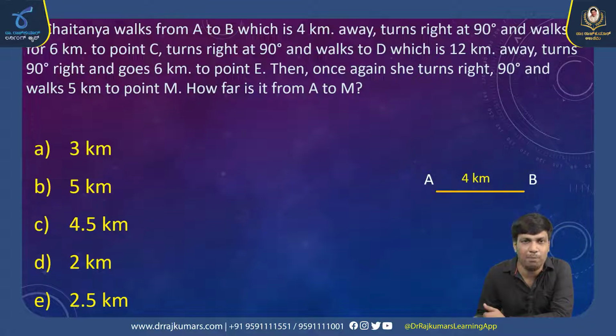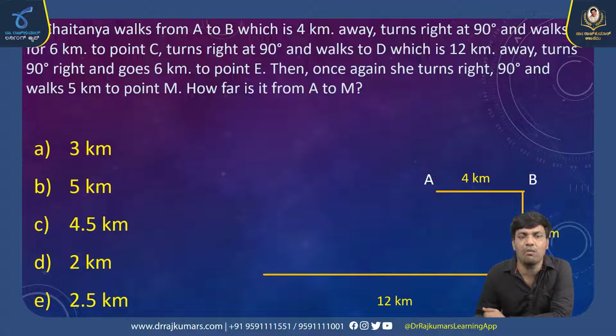Chaitanya started his walk from point A and he reached point B, which is 4 kilometers away. On reaching point B, he turned right at 90 degree and walked 6 kilometers to reach the point C. From point C, he turned at right angle and walked 12 kilometers to reach the point D.